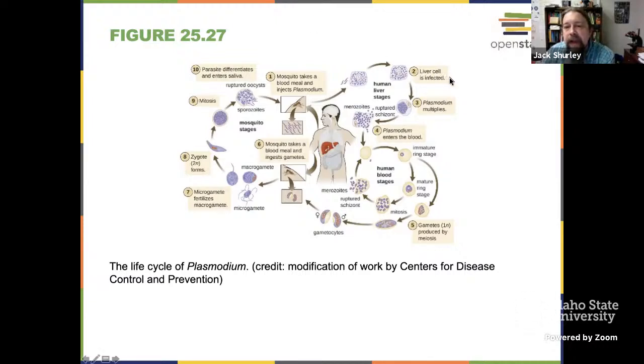So we call this the exoerythrocytic cycle, or excuse me, it's not inside of the erythrocytes. So the exo or pre-erythrocytic cycle happens in the liver. The sporozoites get in, they infect, they start replicating asexually. So a single sporozoite replicates multiple times to produce many new parasites. So in the process of replicating, we get this schizont.